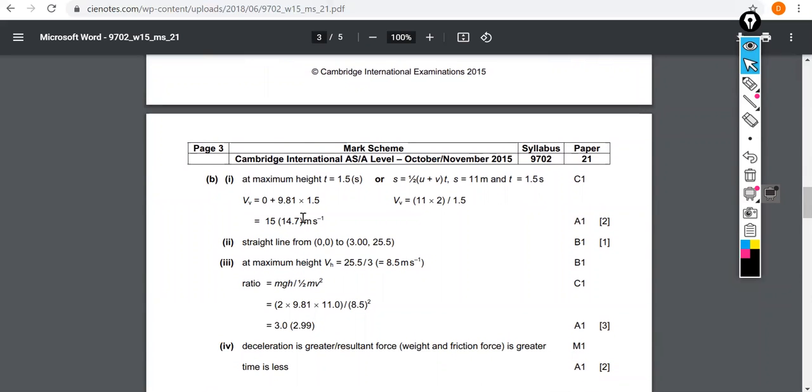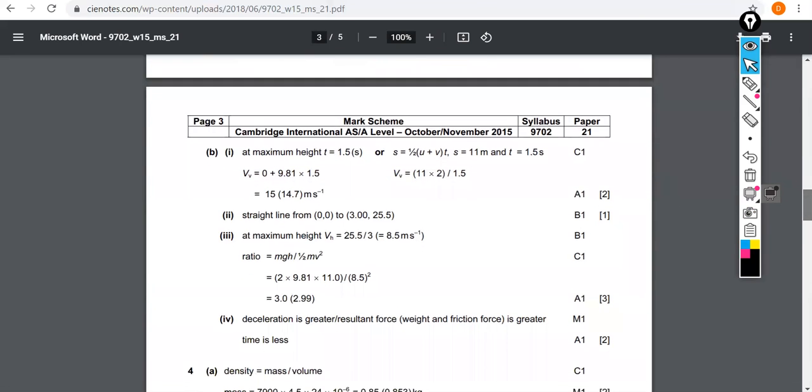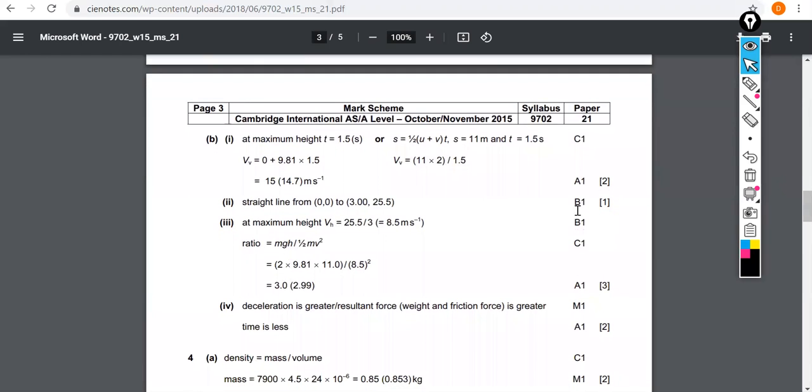We said 15, but we said 14.7 for 3 significant digits, right? We got that. Here they've calculated the displacement was 11, which you can read off the graph. So they said S is 11, they read that off the graph, T is 1.5 off the graph, and then plugged it in here to solve for V. So another equation of motion using the data could also get you to this answer of 15.